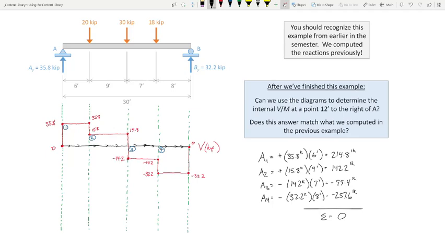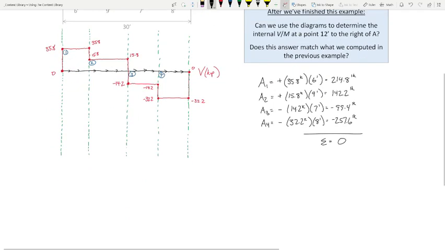Now, I'm going to forewarn you, there are some scenarios where when you sum these areas, you don't get 0. And there is a very specific scenario when that happens. It's whenever you have concentrated moments, because concentrated moments don't show up on your shear diagram. So, for example, if you sum up the areas and you get 60, I bet you there's a 60-foot kip moment on that beam. Or you have an error in your calculation. So far, so good?